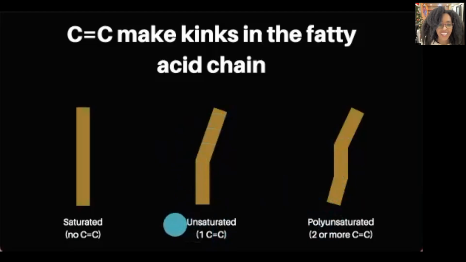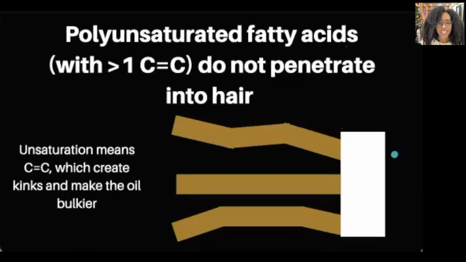So this is actually called a monounsaturated fatty acid, mono meaning one, and unsaturated meaning that there is a double bond here. And this is poly, coming from many, and unsaturated, like many double bonds here. So many kinks. It is important to note that polyunsaturated fatty acids do not penetrate into your hair because they are too bulky. Okay, so wherever we have lots of these double bonds, it creates kinks. The kinks make the oil really big, then the big oil cannot slip underneath the cuticles and into your hair.